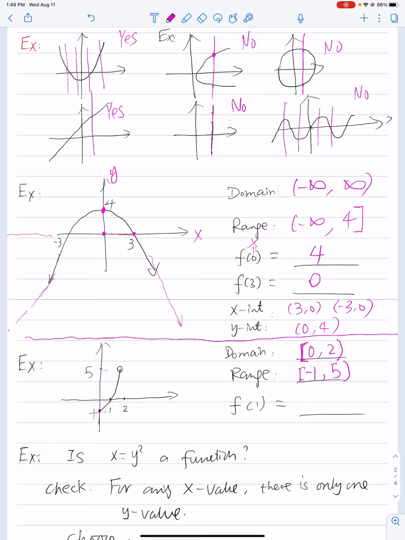For f of 1, similarly, we look at the x. So we want this point. What is the y coordinate of this point? 0.